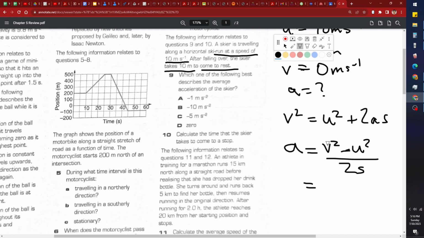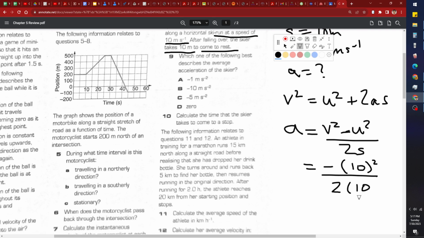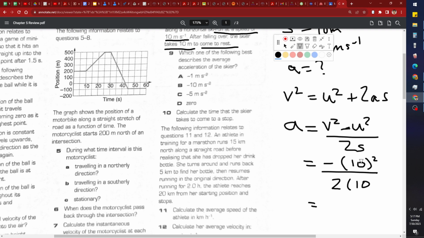Okay? And so, again, it's negative, whatever this number is, 10 squared, because v is 0, so 0 minus is going to be a negative value, and then 2 times 10. And we can see that this will be negative 100 divided by 20, so we get negative 5 meters per second squared. Okay? Which is right. It's causing the skier to stop, so that should be a negative number. We don't know the direction of the skier, so that's okay.